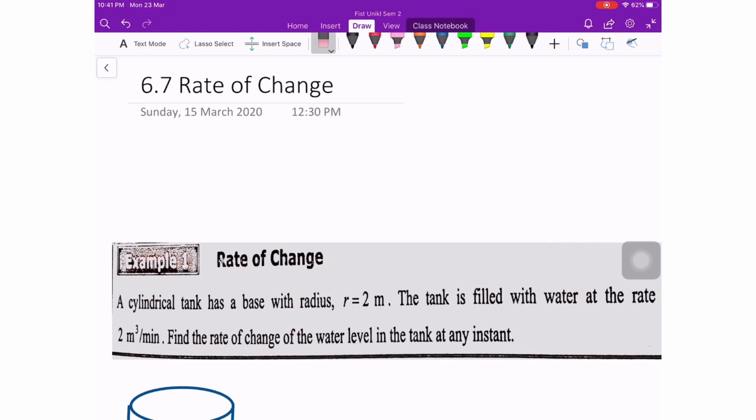InsyaAllah dalam video ni saya akan tunjukkan 3 contoh problem yang berbeza berkaitan dengan rate of change. Sebelum kita pergi kepada example, suka saya ingatkan sedikit konsep berkenaan dengan rate of change.